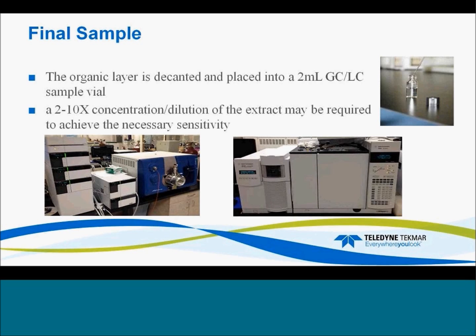So as you see here, we have an LC triple quad and a GC single. These samples can be run on GC triples, GC ECDs, and so on. Those might have to be blown down and solvent exchanged because acetonitrile may not be as great for a GC inlet or the source.